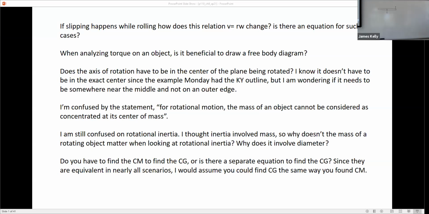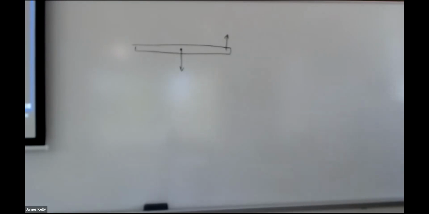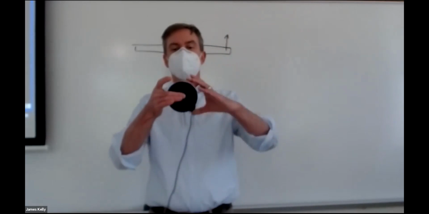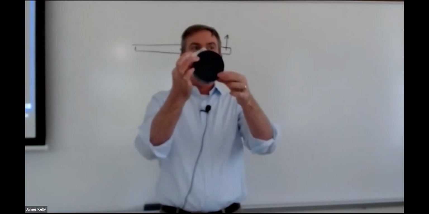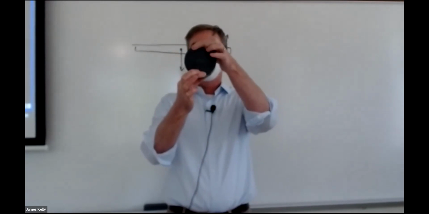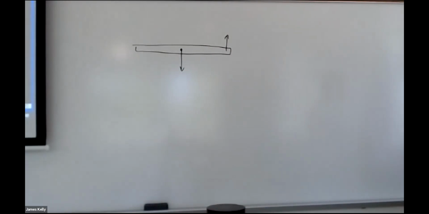Does the axis of rotation have to be in the center of a plane being rotated? I know it doesn't have to be in the exact center, since in the example Monday, I had that cutout of Kentucky. And actually that happened to be at the center of mass of my cutout of Kentucky, but it didn't have to be, right? Just like this particular cylinder here could rotate about its center of mass, but it also might not. It could just spin around its center of mass, which is at the center of symmetry of this. But it could be rotating around in a circle, like flopping around like that, rotating around a fixed axis that's not the center of mass. So no, it doesn't have to be.